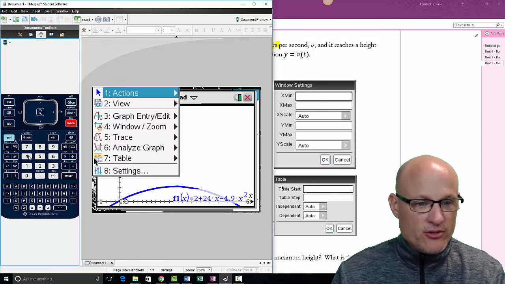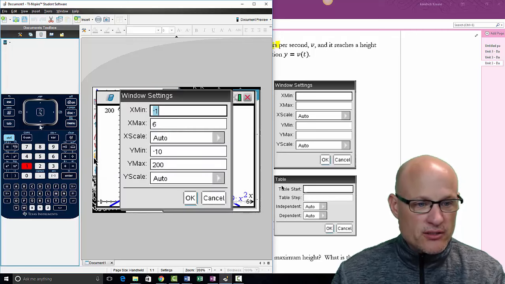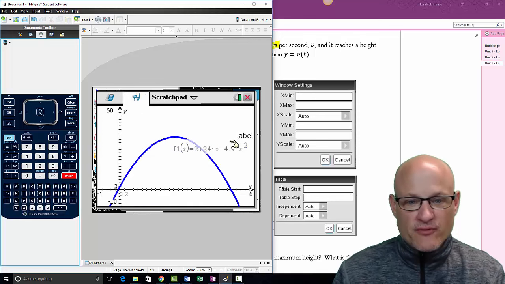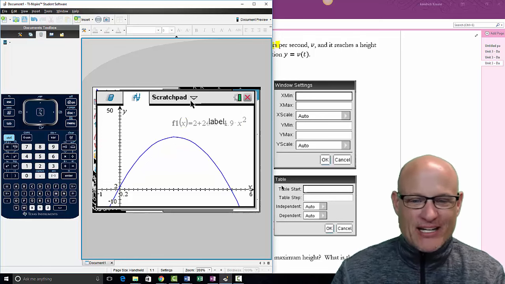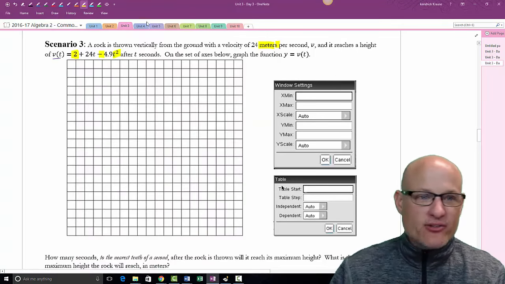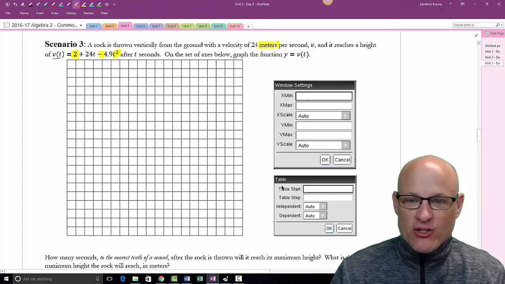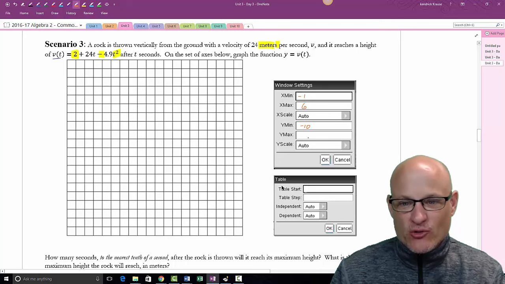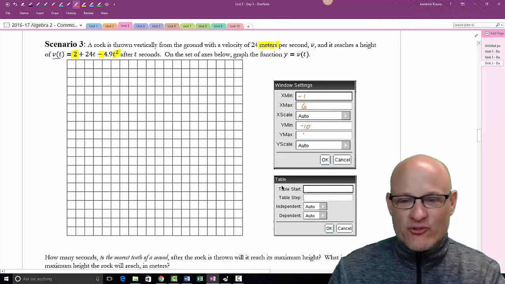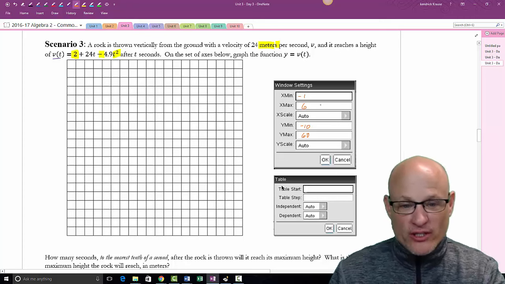So menu 4, 1. That was overkill, so we'll go to 50. Maybe 50 is not enough. Ah, that's good. Perfect, 50 is good. All right, look, I can see the whole thing. I got a great picture of what's going on here. So when I tell my teacher, I used negative 1 and 6 and negative 10, and again, you could put zeros in X-Min, and I used 60, and I saw a really good picture.